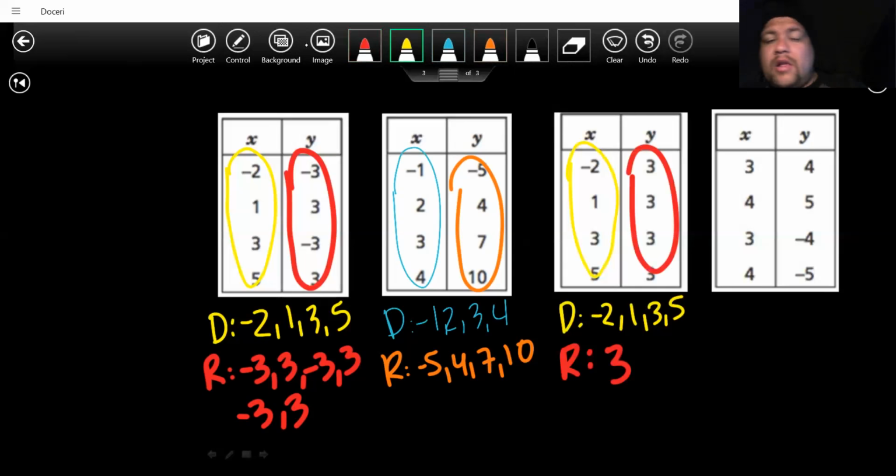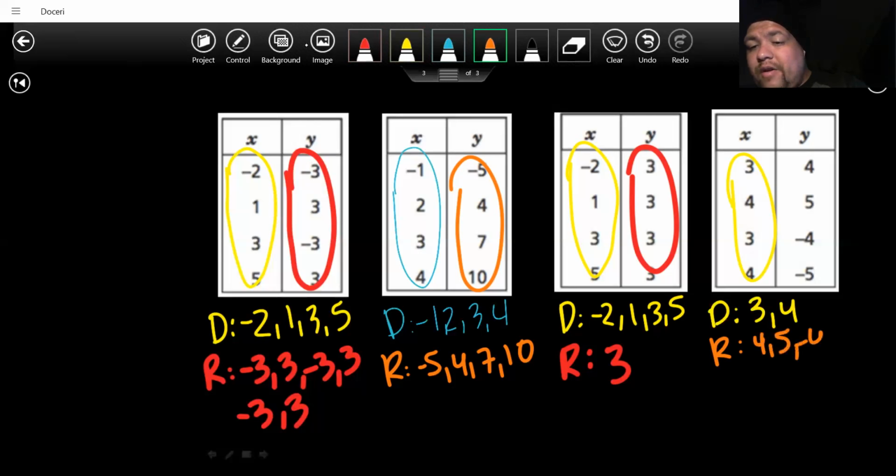For the last one, our yellow will represent our domain. Domain right here is 3 and 4. Again, you don't need to repeat your values. And then we have our range, which is represented by our y outputs, will be 4, 5, -4, -5. Even though it might look different that you're getting 2 4s and 2 5s, they are opposite values. There's not ones that repeat. So we do want to write those ones down. Okay? So save those. Let's continue on the different types of graphs.